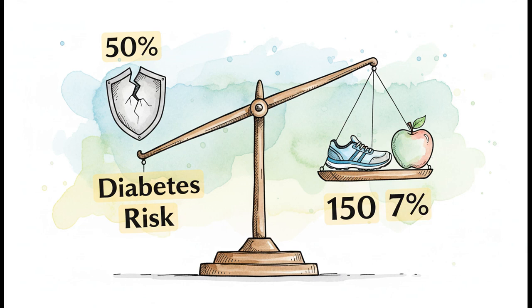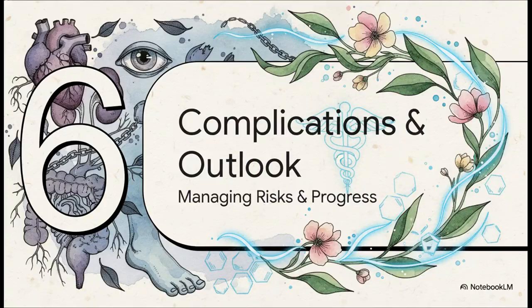We have landmark clinical trials showing that even pretty modest goals, we're talking about something like a 7% loss in body weight, combined with about 150 minutes of exercise a week, can cut the risk of a person with prediabetes developing full-blown diabetes by more than half. That is just incredible. All right, for our last section, let's look at the bigger picture. We'll talk about why all this management is so critical by looking at the long-term complications. But we're also going to end on a really hopeful note, looking at how much treatment has evolved.